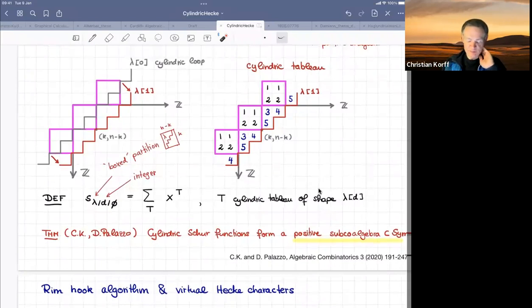And amazingly, if you sum up over all these cylindric tableaux via the usual weight functions, you get a symmetric function, and this symmetric function is precisely your cylindric Schur function, and that is the image which you get from the cylindric Hecke characters under the characteristic map.